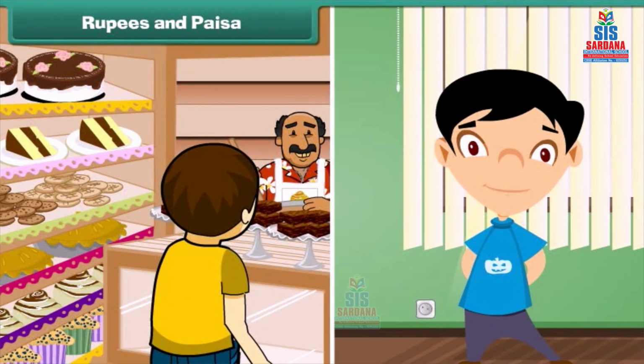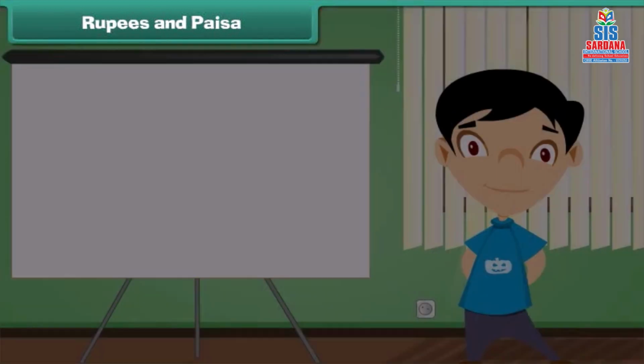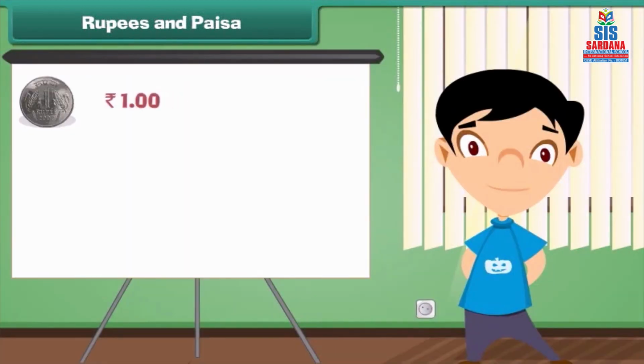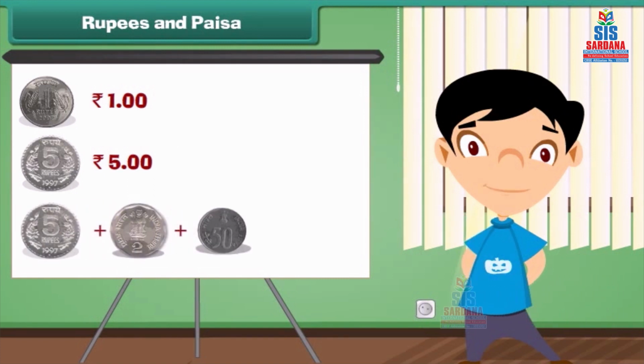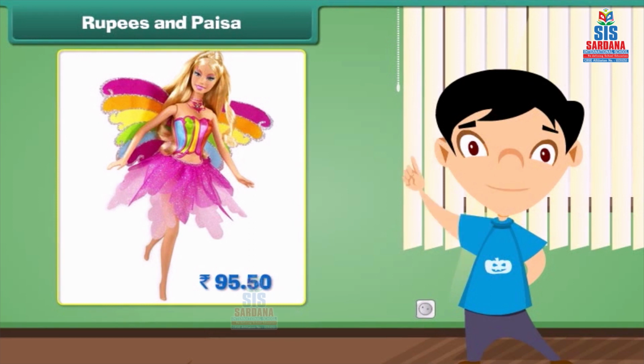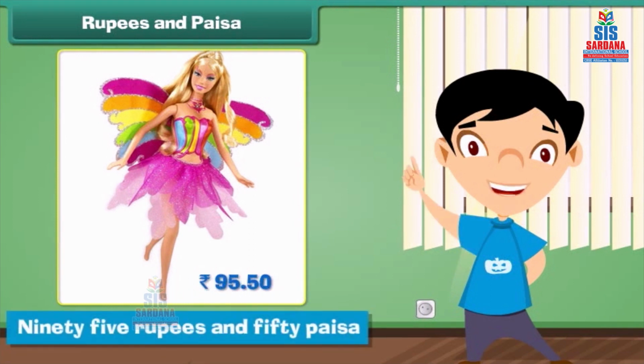When we go to market, sometimes the shopkeeper tells the amount in rupees and paise both. Let me show the correct way to write the price told by a shopkeeper. 1 rupee is written as rupee 1. 5 rupees is written as rupees 5. 7 rupees and 50 paise is written as rupees 7.50. Look at this Barbie doll. Price is written on its label. We read the price as 95 rupees and 50 paise.